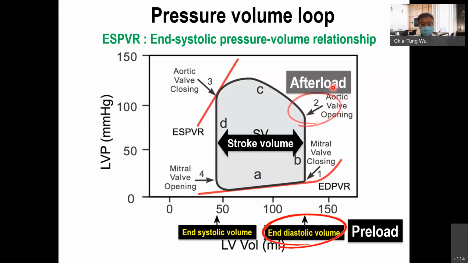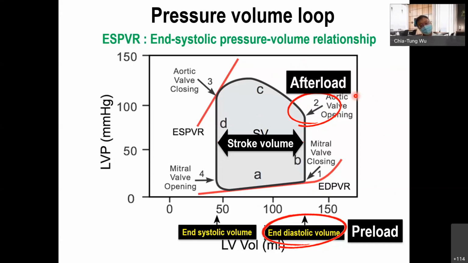And then the aortic valve opens. If the artery pressure is very high, then the left heart needs to make more force. So the aortic valve opens at a higher spot. So this spot is the afterload that our left ventricle faces.